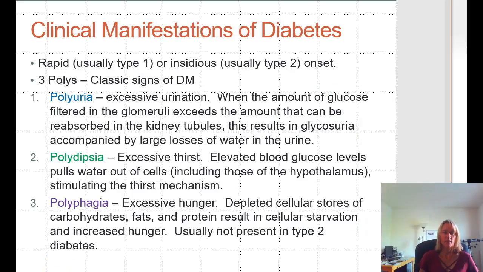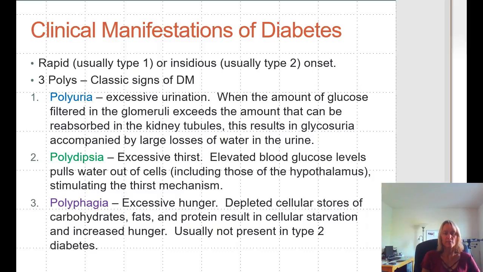Okay, let's look at the clinical manifestations of diabetes. We have a rapid onset in type 1, or insidious onset usually in type 2. There are three classic signs of diabetes mellitus called the three polys. Polyuria, which is excessive urination. This is caused by high blood glucose levels, which make it so you cannot reabsorb as much water in the kidney tubules. So essentially the glucose is keeping the water with it, and it's all going out in the urine.